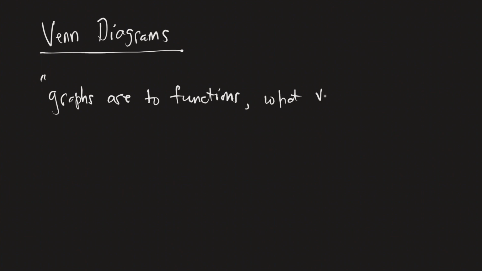Venn diagrams are to sets, right? So graphs are to functions what Venn diagrams are to sets. The analogy I'm trying to paint here is that a Venn diagram gives you a visual of what a set is.